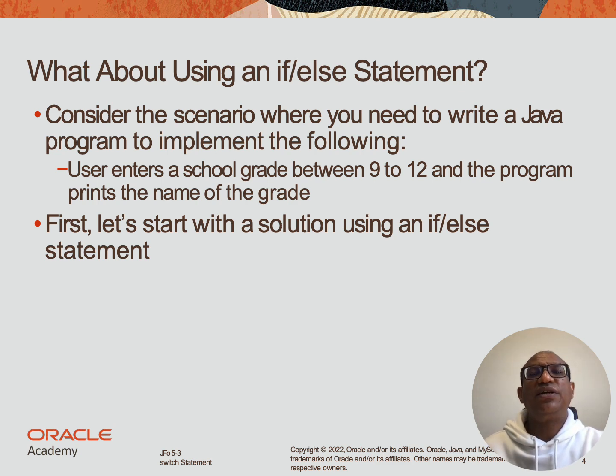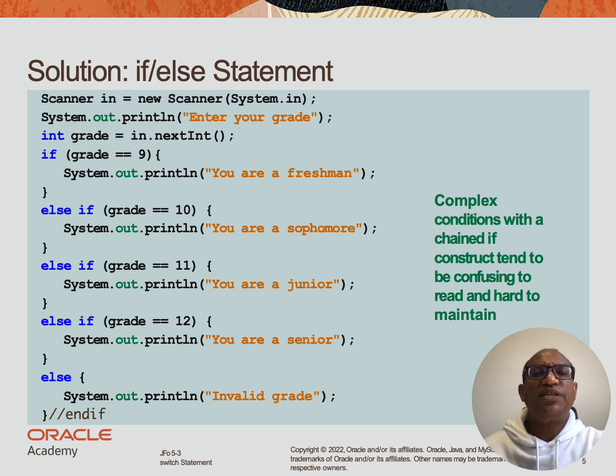The user enters a school grade from 9 to 12, and the program prints the grade name. We'll first do this with if-else. The code example shows a chained if to determine a student's class name. This slide shows an if-else solution that uses chained conditions to determine whether a student is a freshman, sophomore, junior, or senior.